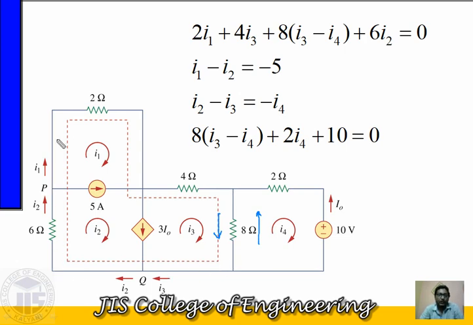Okay, so now if we go for the KVL equation, simply we can write 2 into I1. Similarly for this 4 ohm resistance, 4 into I3, plus 8 into (I3 minus I4), since the total current is I3 minus I4, and similarly here plus 6 into I2 is equal to 0. There is no more current source, so it equals 0. So the first equation is ready for us.